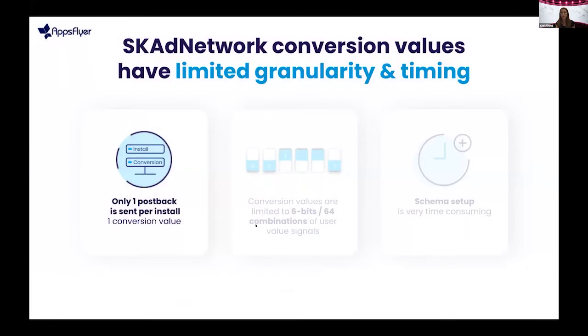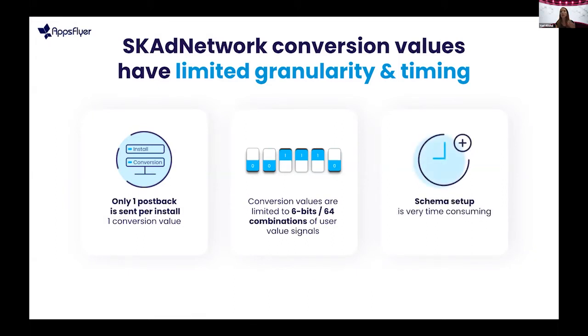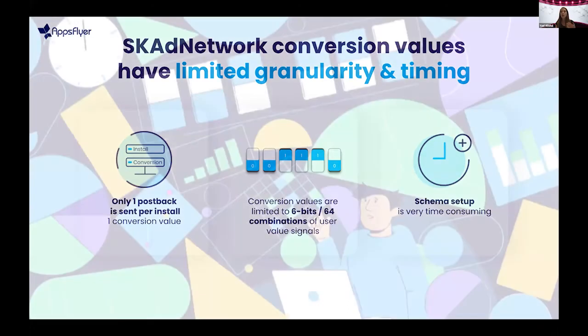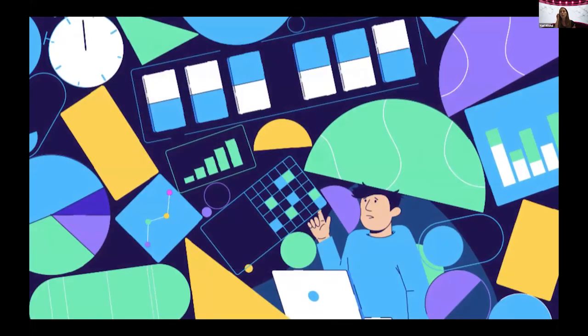First of all, we have only one postback with one conversion value that should represent any post-install activity. Also, all the work of decoding and encoding itself is very challenging. And it's also very time-consuming, requiring marketers to invest more time in conversion value optimization rather than campaign optimization. So how can marketers now keep growing their business with all of those SKAN rules and limitations that are a huge burden on them?